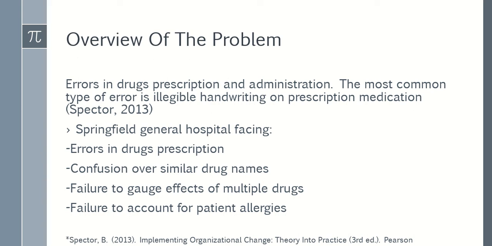Now, to be more specific, Springfield General Hospital faced errors in prescription drugs, confusion over similar drug names. There was failure to determine the effect of multiple drugs on patients. There was also a failure to account for patient allergies.